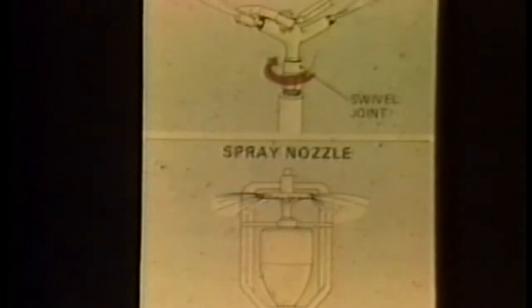There are 2 types of sprinklers that are commonly used. They are the rotating or impact sprinkler and the spray-type nozzle sprinkler.